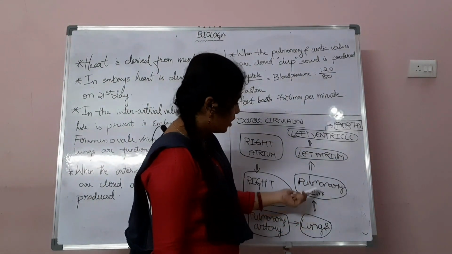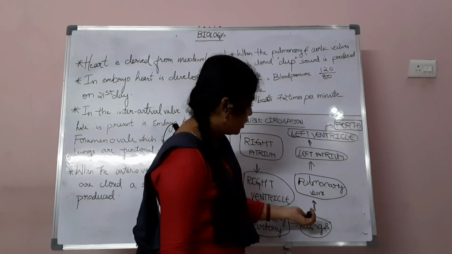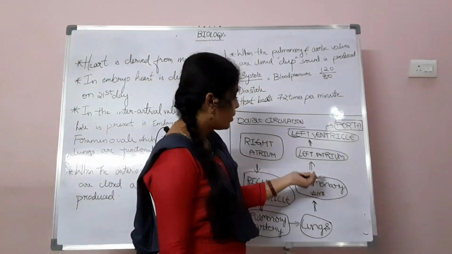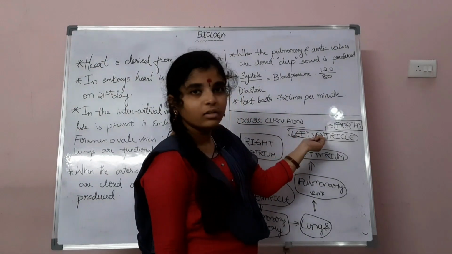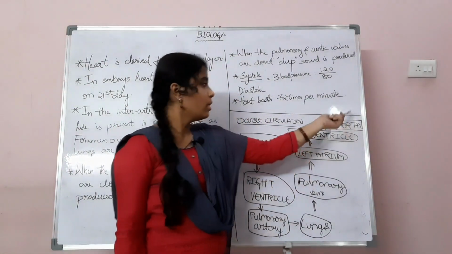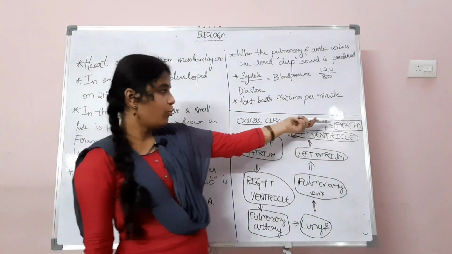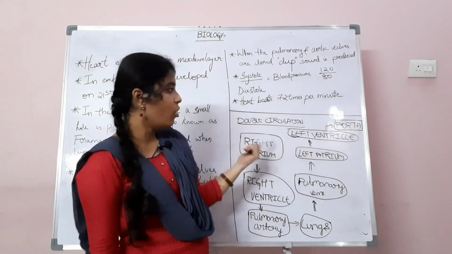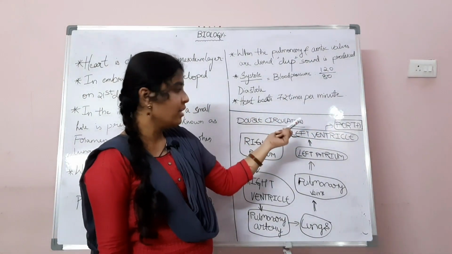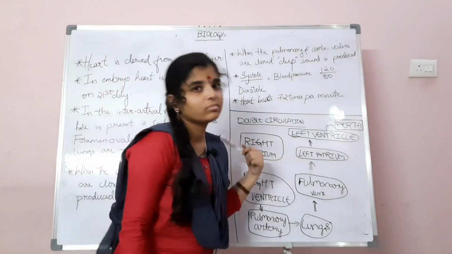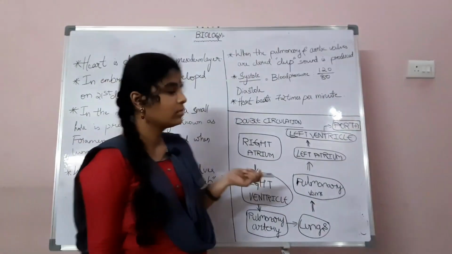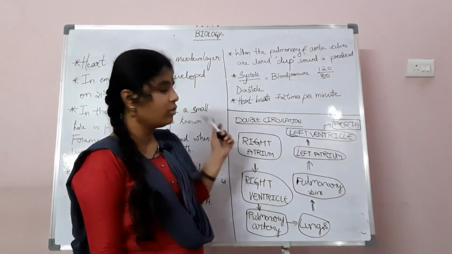From the lungs, the blood goes to the pulmonary veins, from the pulmonary veins to the left atrium, from the left atrium to the left ventricle, and then to the aorta. From the aorta, it forms some branches in the body, and through those branches the blood circulates throughout the body. By this, we finished our topic.